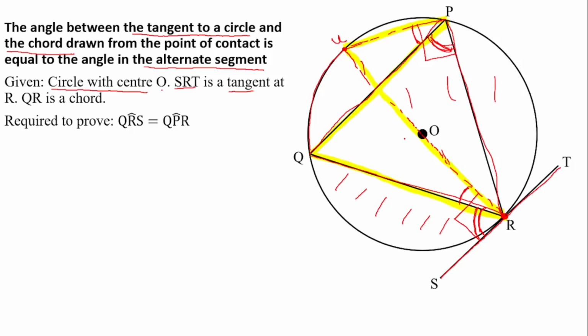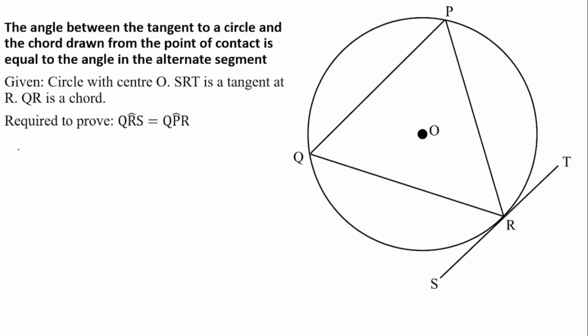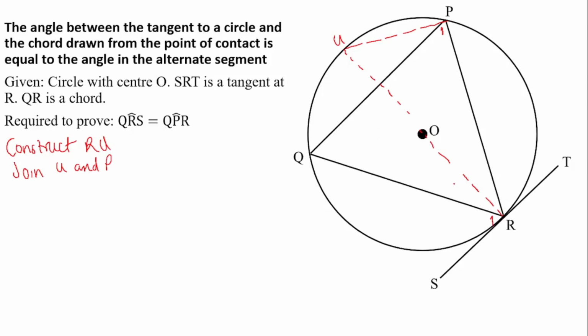Now I want us to write our work neatly. Construct RU, and then join U and P like that. So we have formed our angles. The angle that we want to prove here is angle QRS, R1. Let's name this one P1. Then we have this angle that we have formed here, which is R2, and then P2. So we want to prove that R1 is equal to P1. We want to prove that this angle is equal to this angle.